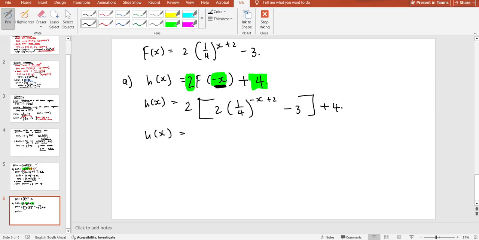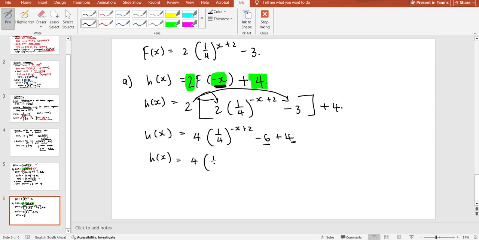So what I'm going to do is multiply this 2 in. So if I multiply it, I have a 4, open bracket, 1 over 4, to the negative x plus 2, with a minus 6, with a plus 4. So let's do these. And so h of x is equal to 4 times 1 over 4 to the minus x plus 2. And those, if they add, they just give you a negative 2. So you could leave it like this, but I don't like looking at it like that. What I like is that x needs to always be positive. So what am I going to do there?